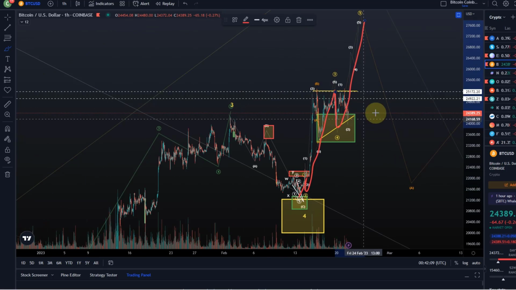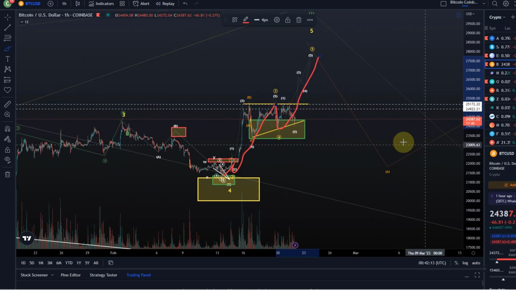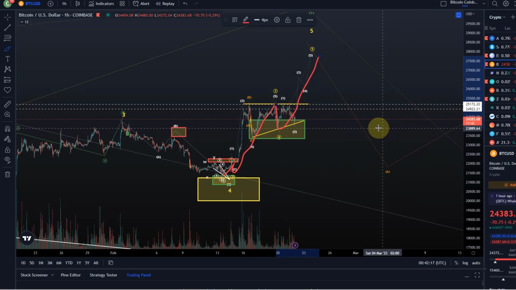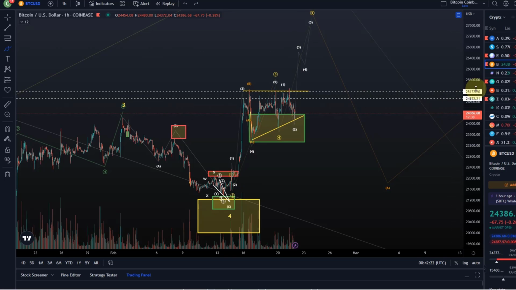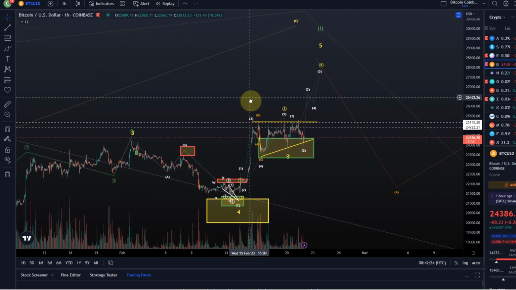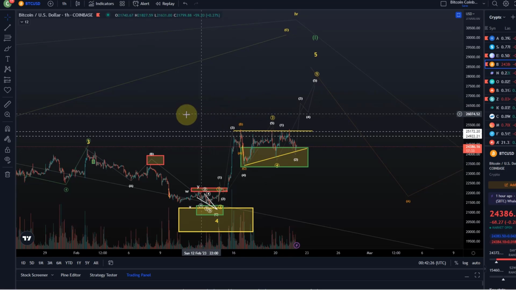Now there are different possibilities how this could play out. And before I'm going to show you targets, I just want to explain to you how and why. It is possible to count this differently, and that's why it's so important not to get too confused about the subwave structures, because different scenarios are possible.